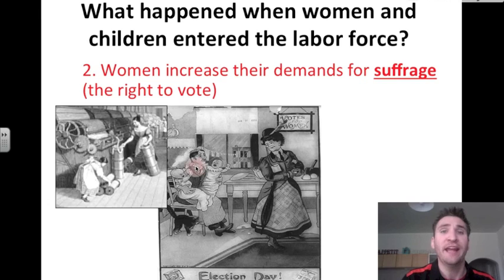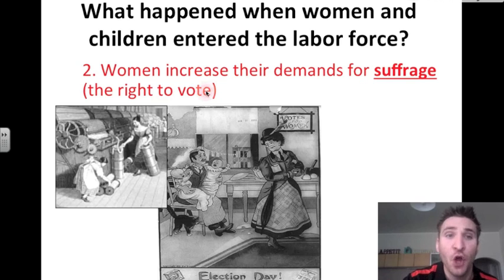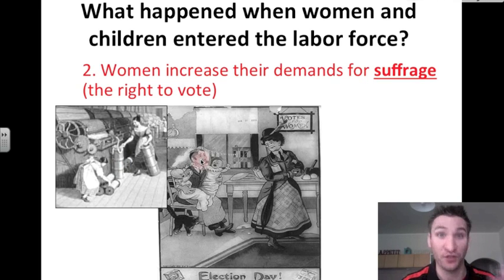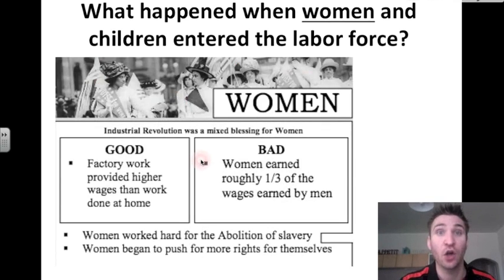Also, women increased their demands for suffrage. Suffrage means the right to vote. Women are earning a paycheck, they're going off to work, and pretty soon they feel like they have more power than ever before. And they want the power to vote and decide who represents them in their community or city or state or country. Women's suffrage is a result of the Industrial Revolution.